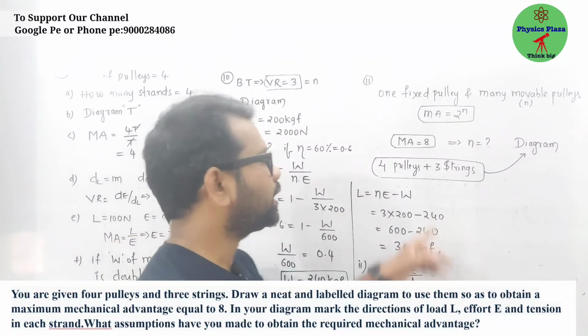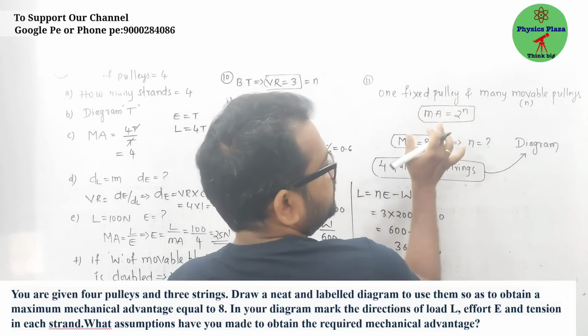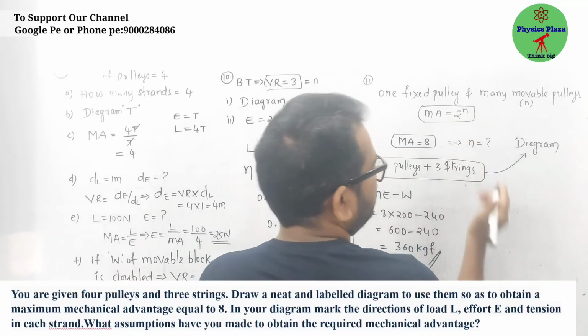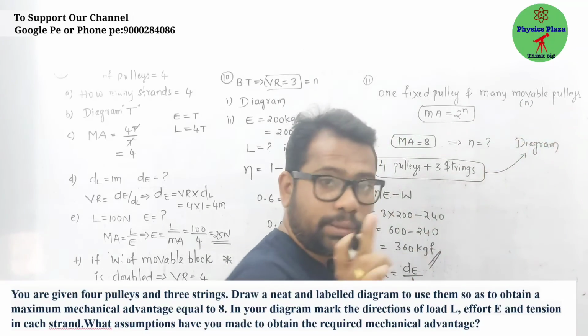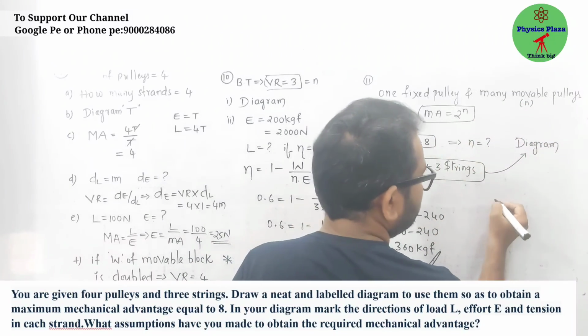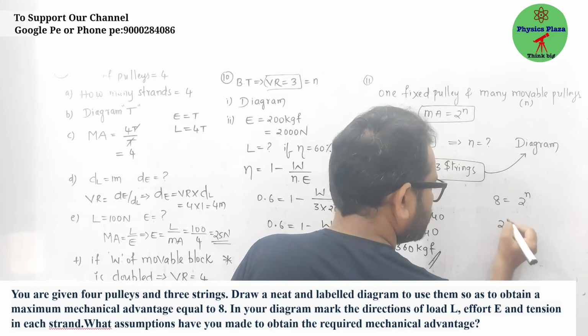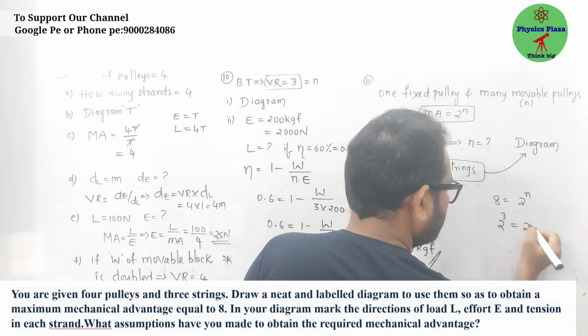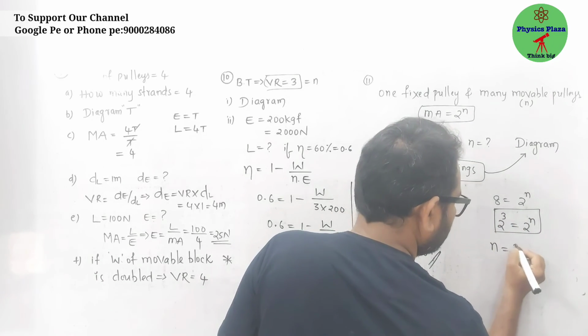Yeah. So to have a mechanical advantage this much, what are we going to do? Look at here. This is a formula. For this case, mechanical advantage is equal to 2 power n, children. So n is what here? Movable pulleys only. Strictly movable pulleys only. So 8 is equal to 2 power n. So 8 can be written like this, 2 power 3 is equal to 2 power n. Now you can just compare here, so that you will get n is equal to 3.